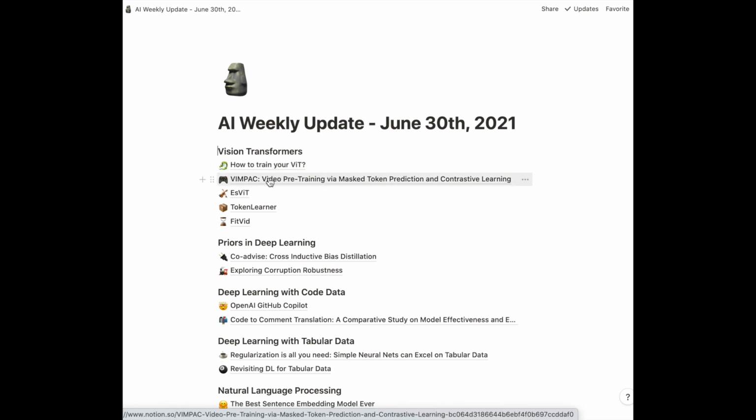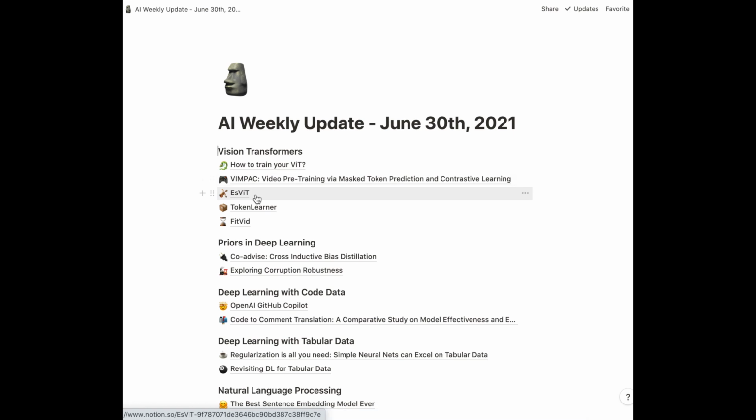Then we'll look at VIMPAC, video pre-training via mask token prediction and contrastive learning. This is a really exciting idea of using the vector quantized variational autoencoder to compress the video data and then simultaneously do the self-supervised language modeling task that has been really useful for natural language processing and one-dimensional sequences of data, which is also kind of analogous to the temporal axis of video data, as well as contrastive learning, which has been really useful for the two-dimensional aspect of the image learning in this video representation learning task.